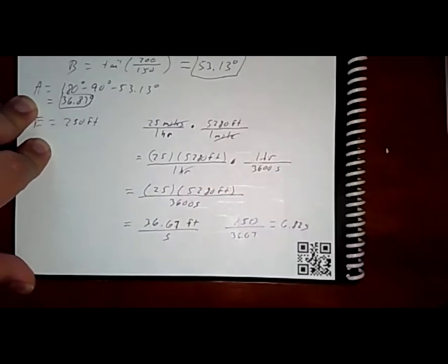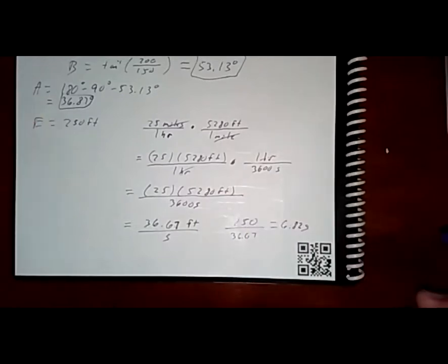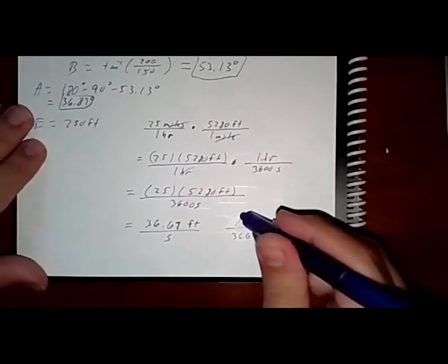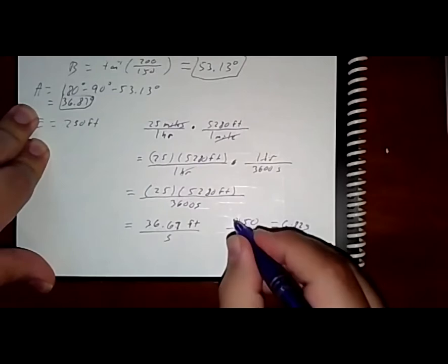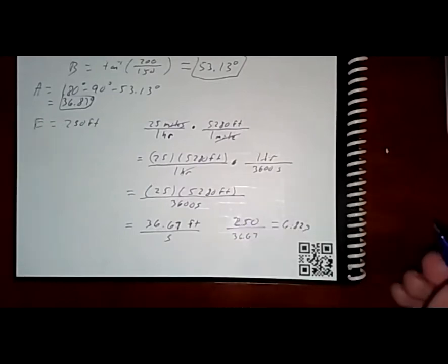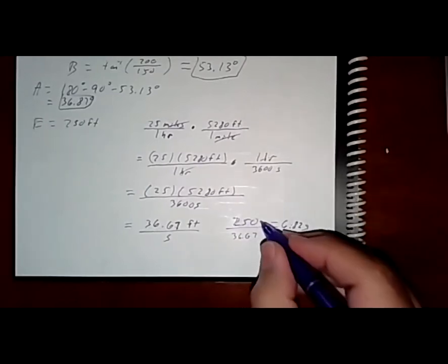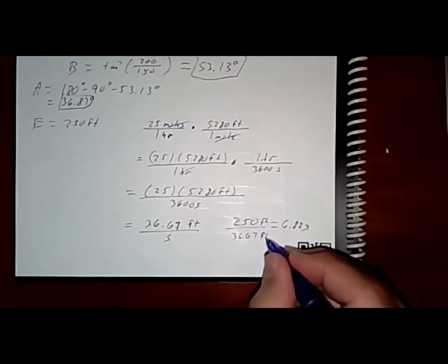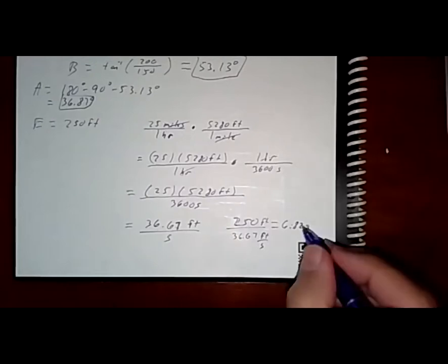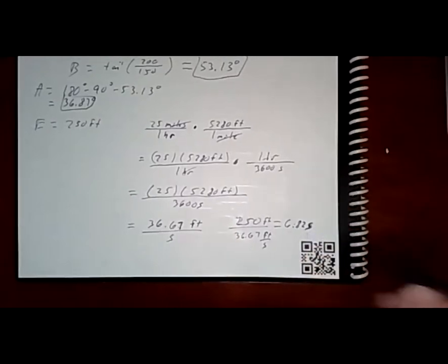Sorry, I wrote that wrong. No, that's fine. 250 feet, divided by 36.67 feet per second, leaves me with seconds.